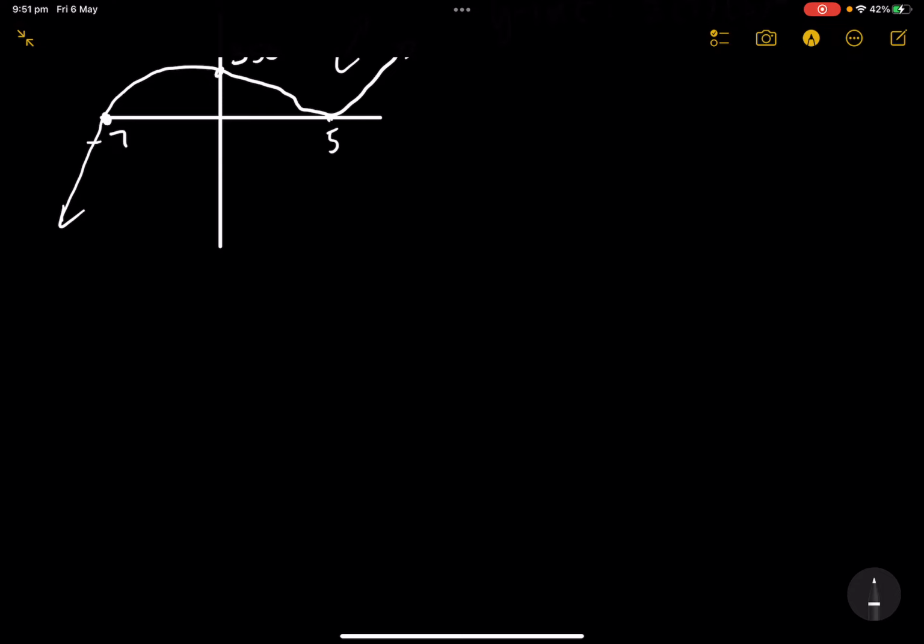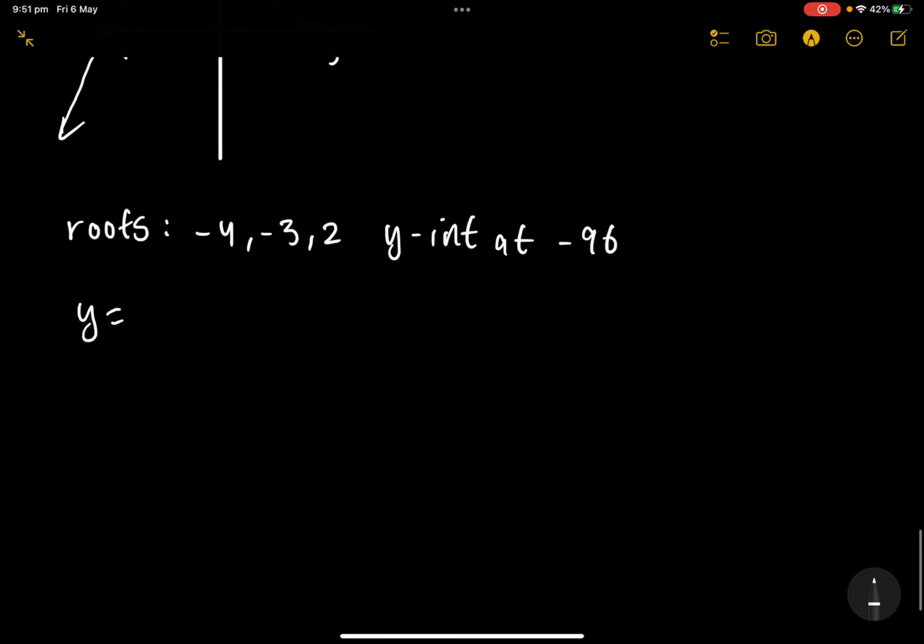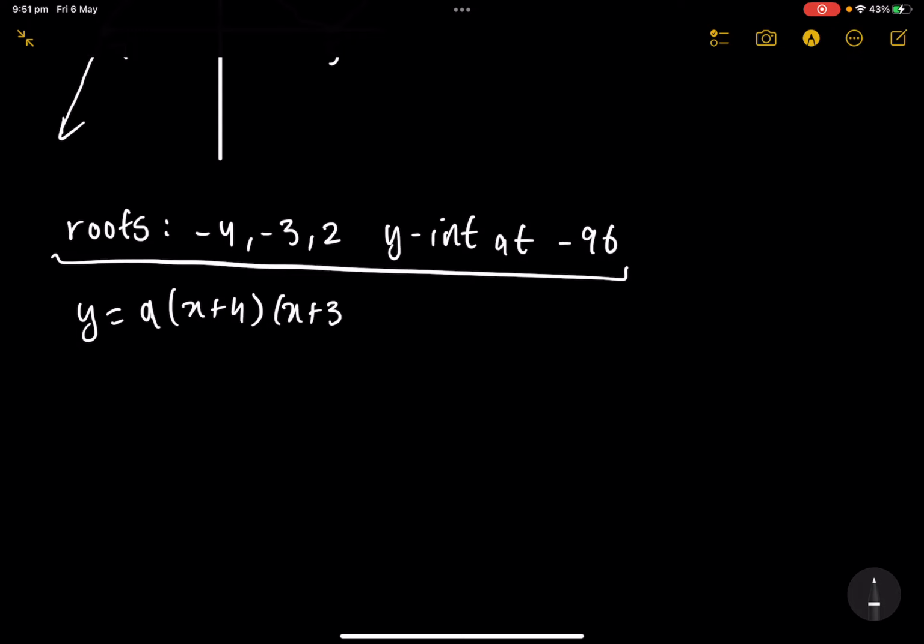Now, our next question. You have to find the equation which satisfies all these parameters. Now, with roots, if it gives you roots and nothing else, then you always want to put an a, because it's like a multiplier. It's x minus a, where a is the root, so it's x plus 4, x plus 3, x minus 2. Now, they give you a point for this reason.